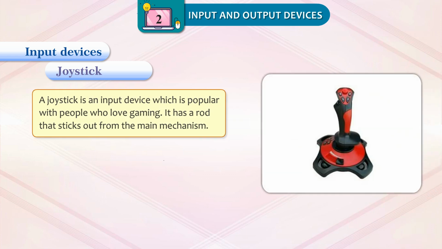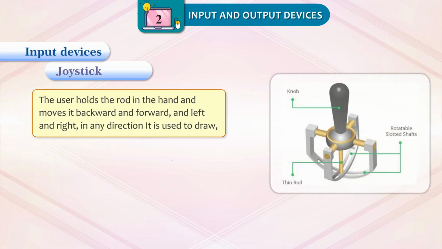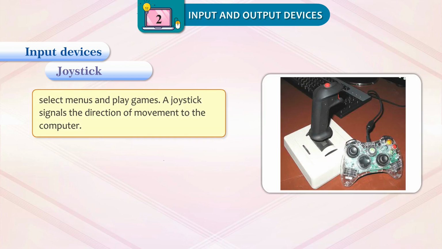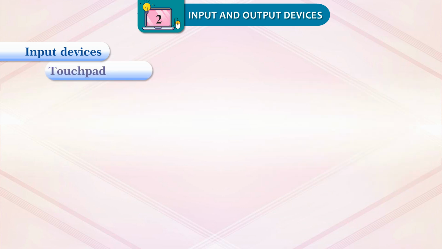Joystick. A joystick is an input device which is popular with people who love gaming. It has a rod that sticks out from the main mechanism. The user holds the rod in the hand and moves it backward and forward and left and right, in any direction. It is used to draw, select menus, and play games. A joystick signals the direction of movement to the computer.